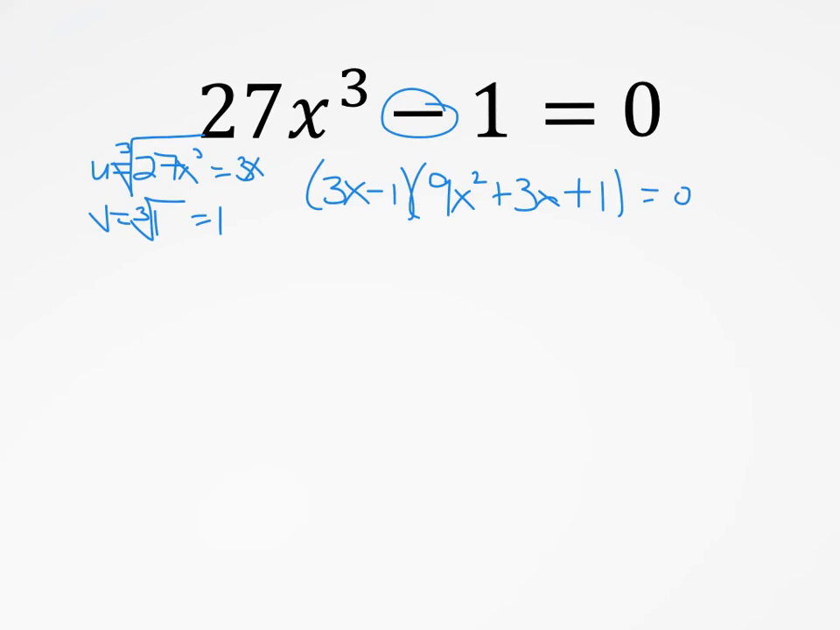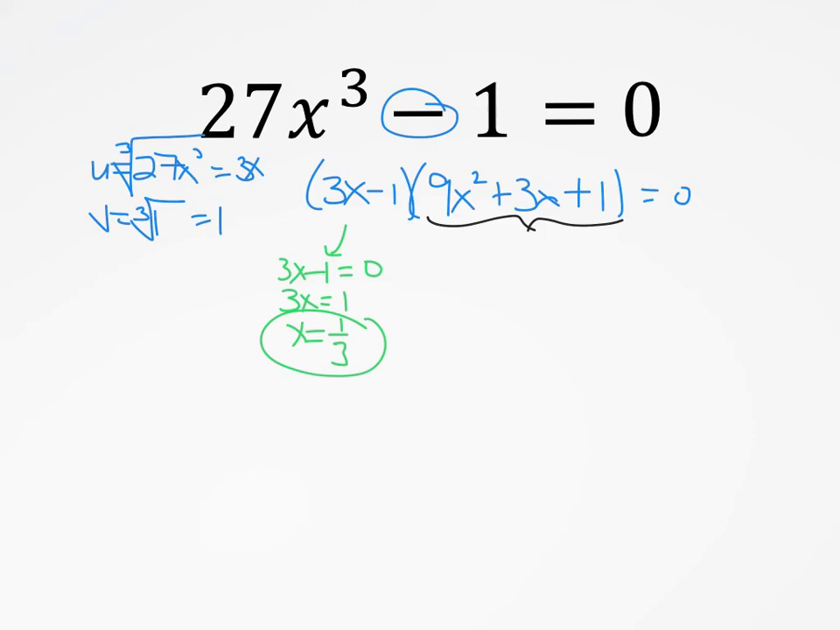So when we set the next group equal to 0, notice we'll have 3x equals 1, or x equals 1 over 3. Now, if we look at this group here, factors of 9 that add to give me 3 isn't going to work. So we have to do quadratic formula.